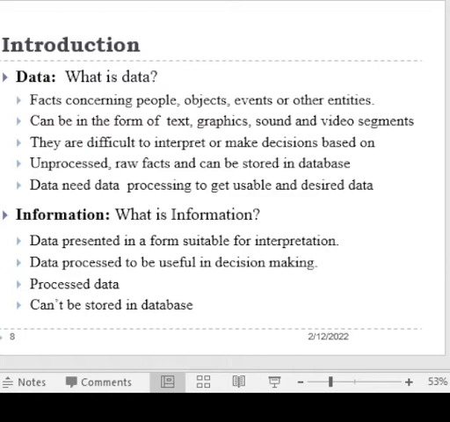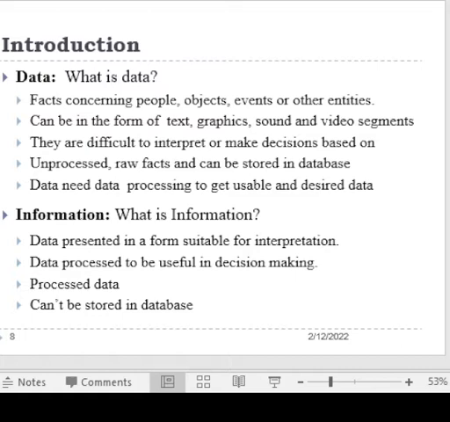The third one is unstructured data. If it is neither structured data nor semi-structured data, we can say that the data is unstructured data. This kind of data cannot fit a predefined model and does not have any structural format, so we can say that the data is unstructured data.